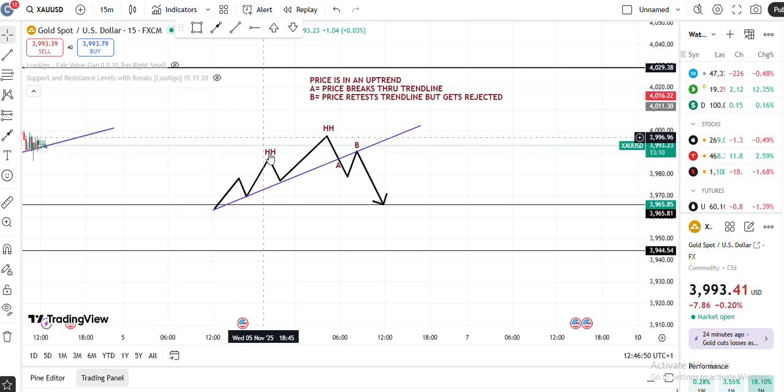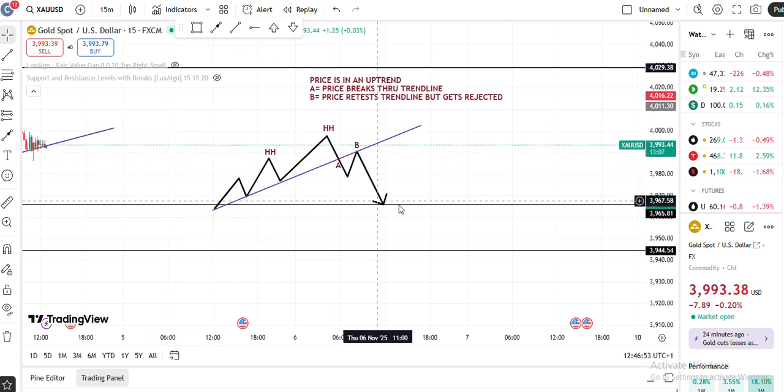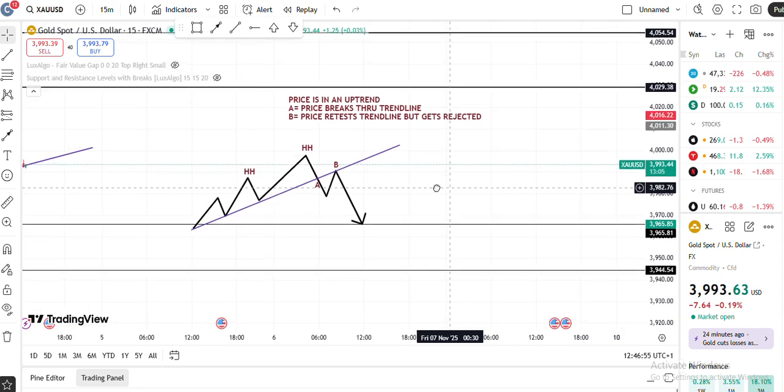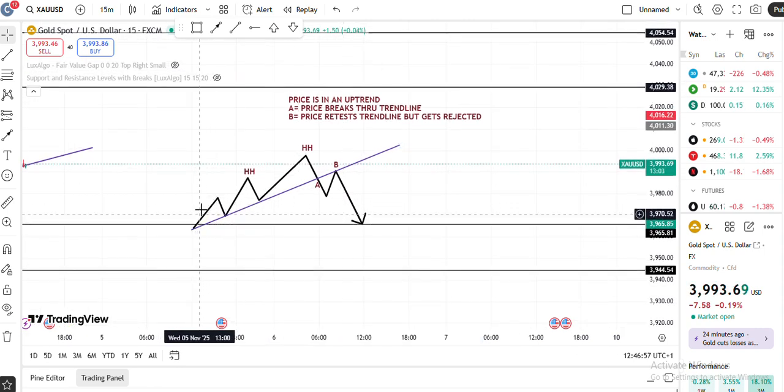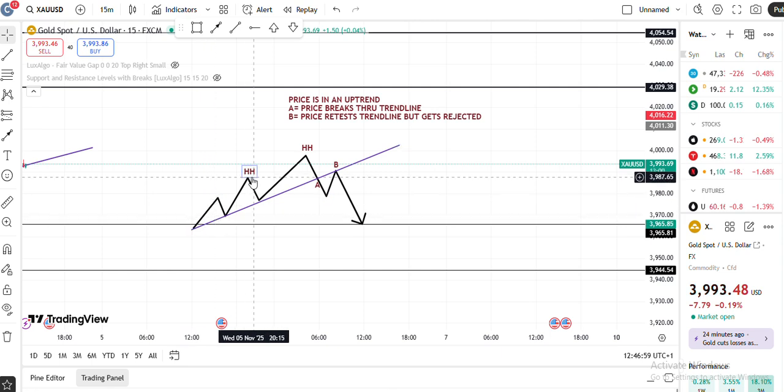How to find entries using the break of trend. Okay, so if you look at this here, this is a clear uptrend because we're making higher highs. Okay, we're making higher highs and we're also making higher lows.